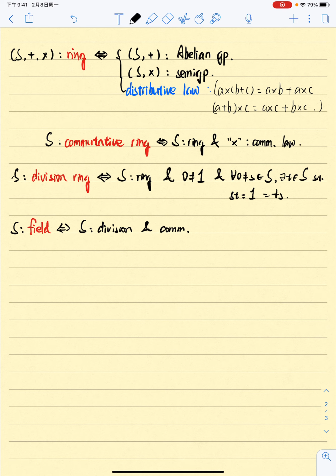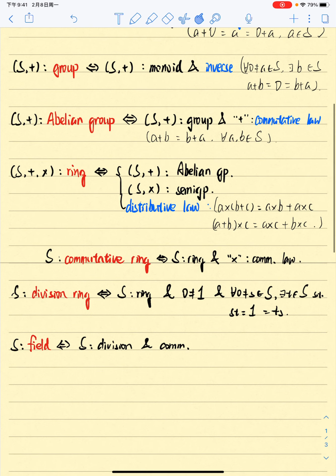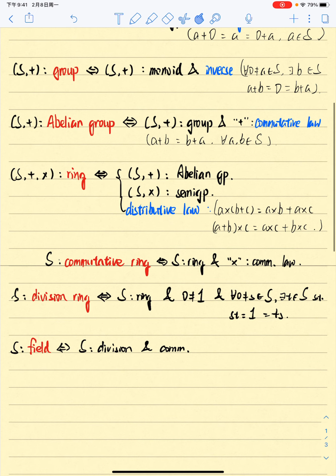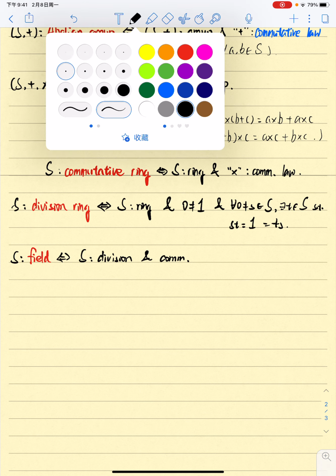Remember, if the multiplication satisfies the commutative law, we call S a commutative ring, not an abelian ring. Actually, abelian ring has another definition. Let me show you.